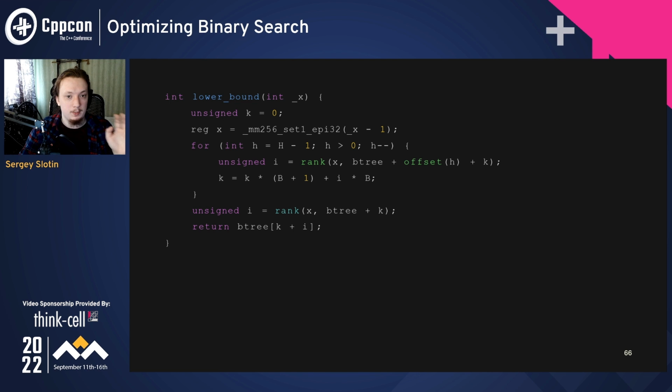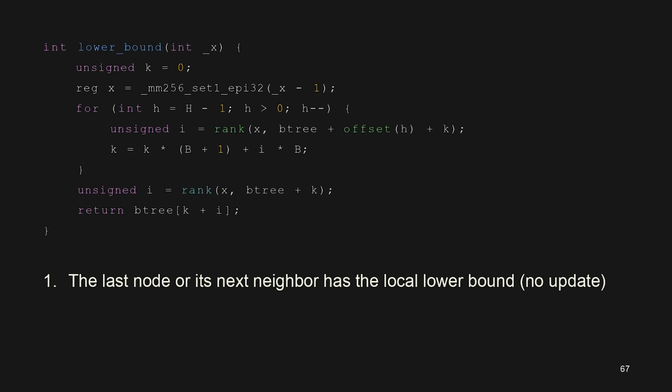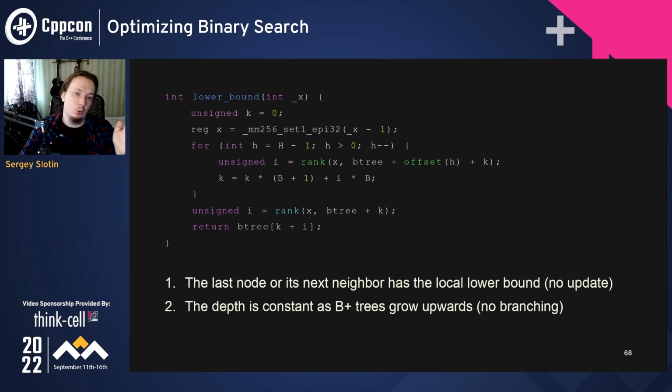It is quite a bit harder to build this tree, but it simplifies the search procedure and actually solves both of our performance problems. So first, we no longer need to perform answer updates on each iteration, because all keys are present on the last layer, and we can just read the final answer from the last node. Second, B+ trees grow upwards. This is just a fact. They need to grow upwards because a data node can turn into an internal node.